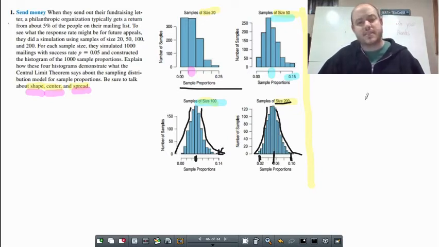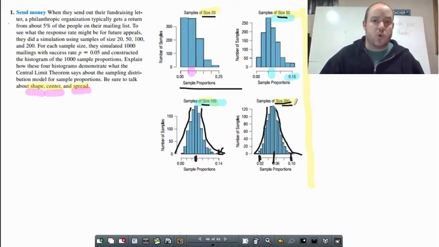So what is this saying about the central limit theorem in general? As we progressed through these four graphs, you can see that as our sample size increased, we became more and more normal shaped, approximately normal. We became more and more centered at 0.05, which was the true proportion. And we became less and less spread out. So our spread got smaller and smaller and smaller.